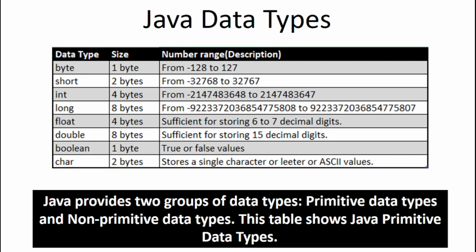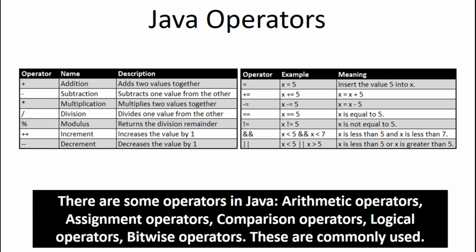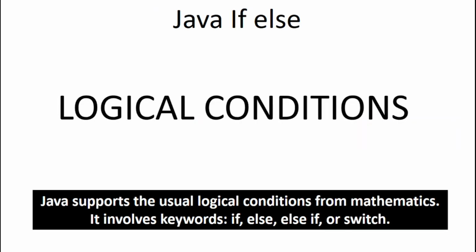Java provides two groups of data types, primitive data types and non-primitive data types. This table shows Java primitive data types. What is a Java operator? Java operators are used to perform operations on variables and values. There are some operators in Java: arithmetic operators, assignment operators, comparison operators, logical operators, and bitwise operators. These are commonly used.